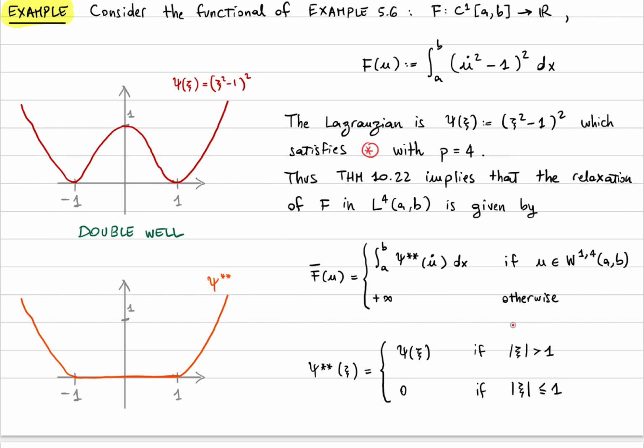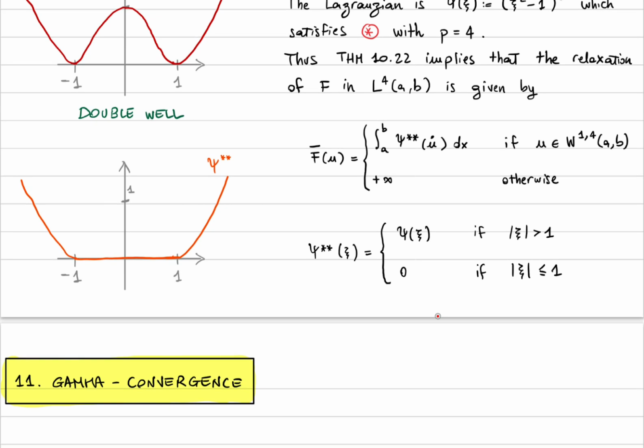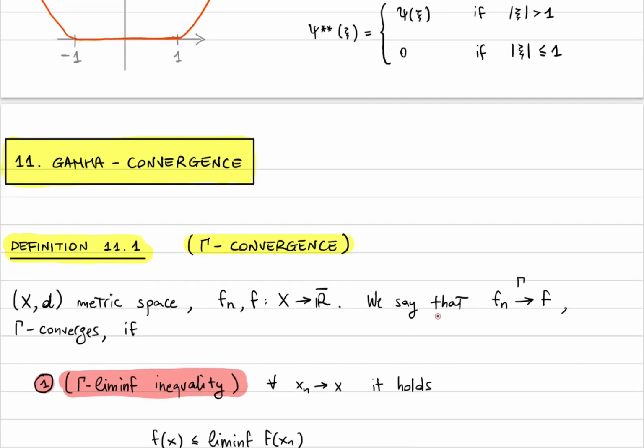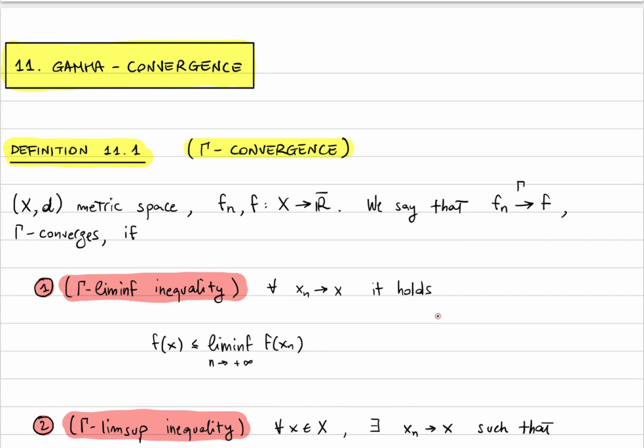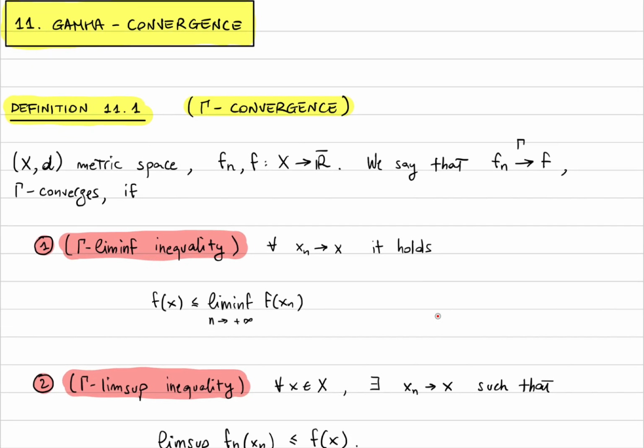Okay, so with this example we conclude the section on relaxation, and we pass to a new section, which I hope we have enough time to talk about. The last topic of the course is gamma convergence. And we start with the definition. We will set the gamma convergence in metric space.